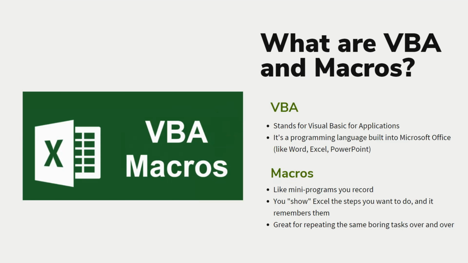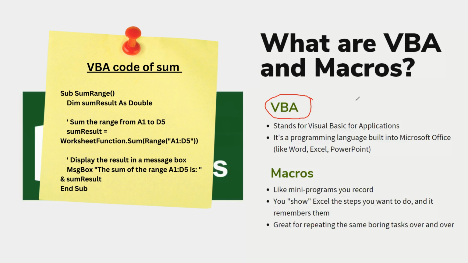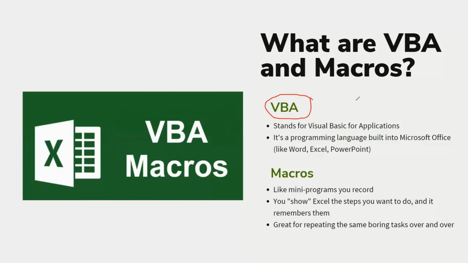Okay, now first, let's go through the difference between VBA and macro, because most of the time people confuse them, even during interviews, regarding what VBA and macros are. Now, what is VBA? VBA stands for Visual Basic for Applications. It is a programming language built into Microsoft Office, in Word, in Excel, in PowerPoint. If you are using any programming language like Python, it is similar to that. So VBA is simply a programming language.